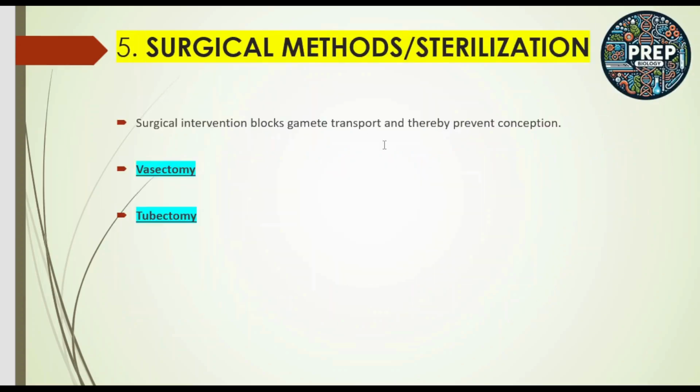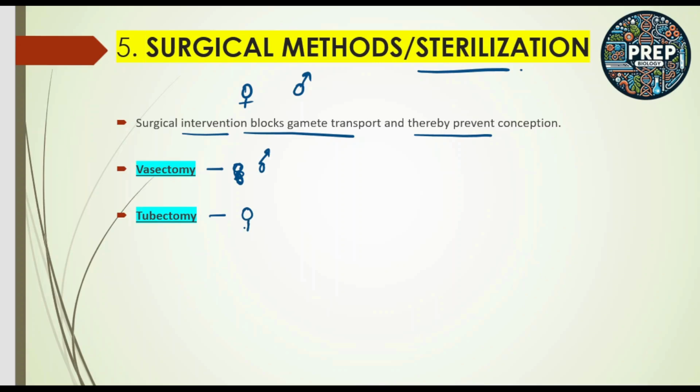The last and very important method is the surgical method, which is also called sterilization. In the surgical method, the surgical intervention blocks the gamete transport and thereby prevents the conception. So this is for both males and females. This is basically a surgery of the female or male reproductive system. In males it is called vasectomy and in females it is called tubectomy. Vasectomy occurs in the males and tubectomy occurs in the females.